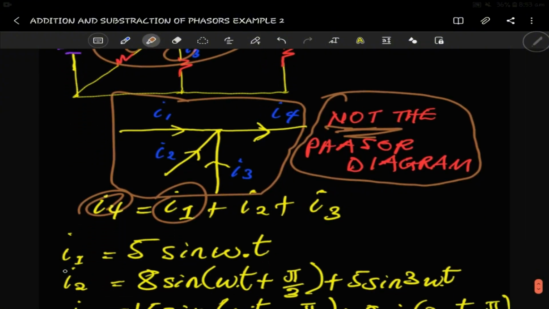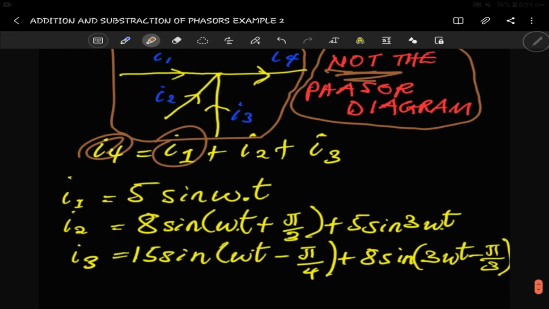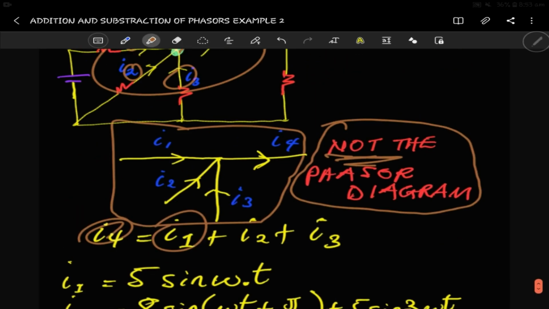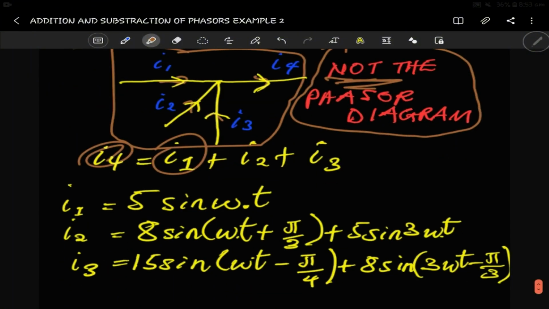So there's a quantity we have for I1, I2, I3, and as we're looking at how everything is configured here, I1, I2, I3 go into the node and I4 is the only one leaving the node. So we are trying to find I4. When it comes to addition of phasors, we can only add quantities that have the same frequency. If you look at this very well, and you are familiar with what we've been doing so far, you'll be able to find the ones with a similar frequency.